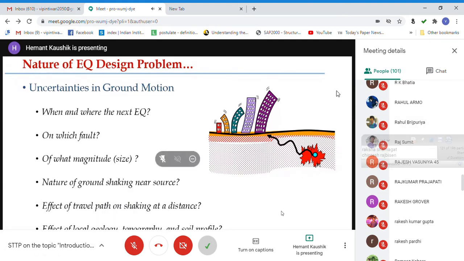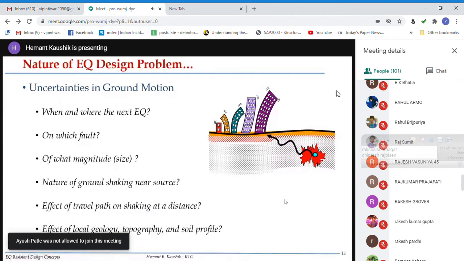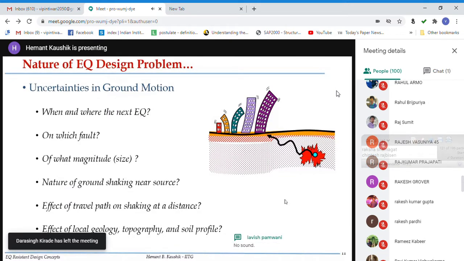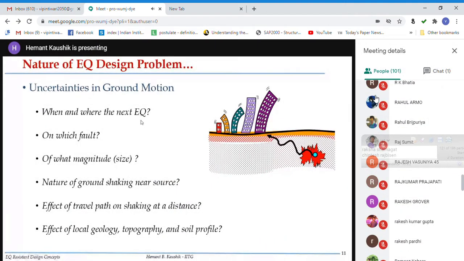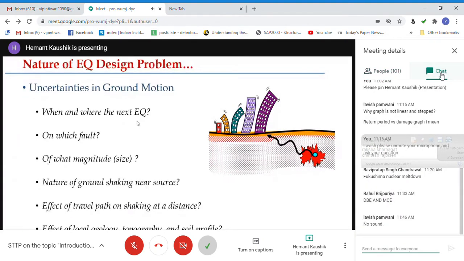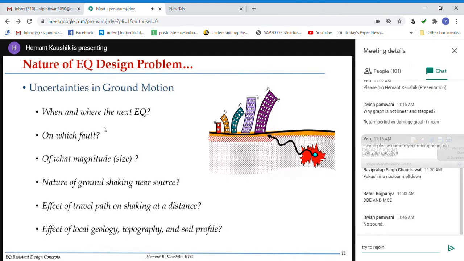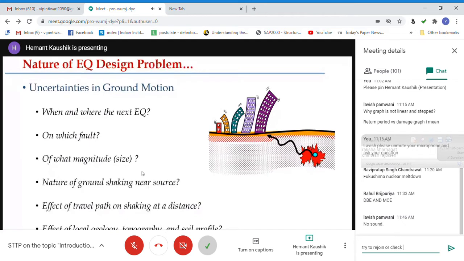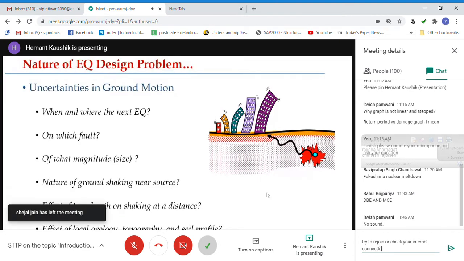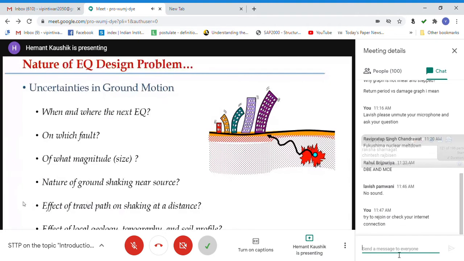Okay. So before we actually go into the Mexico earthquake story, let us see what the uncertainties in the ground motion are. The first uncertainty is when and where the next earthquake will be. That we have already discussed. On which fault? We cannot predict, because they all keep moving in different manner. Of what magnitude? What is the size of the earthquake? Nature of the ground shaking near the source. So this is the source. What type of ground shaking is here? Is it a subduction zone, or some different type of plate tectonics happening there?